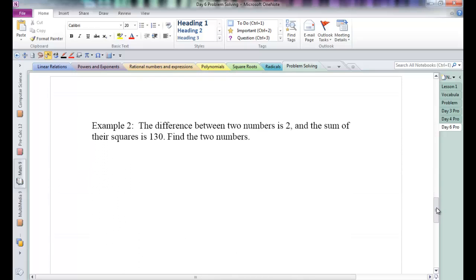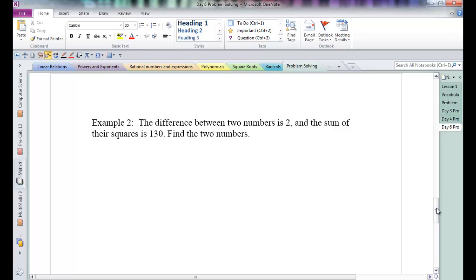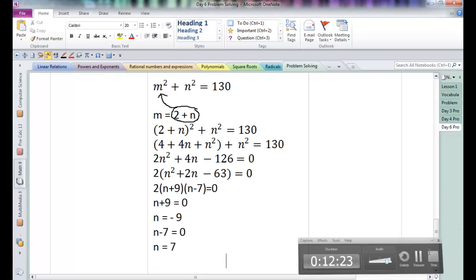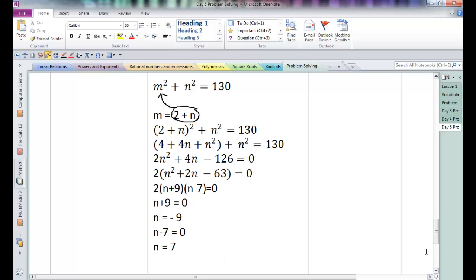For example 2, because we're running on a little bit of time here, I'll just get you guys to read it and pause it and try to do it yourself, and then I will complete it without a full explanation so that you can compare your answer. We do a little substitution here. Alright, there's my solution. You can pause the video and have a look at it, compare it to your solution.